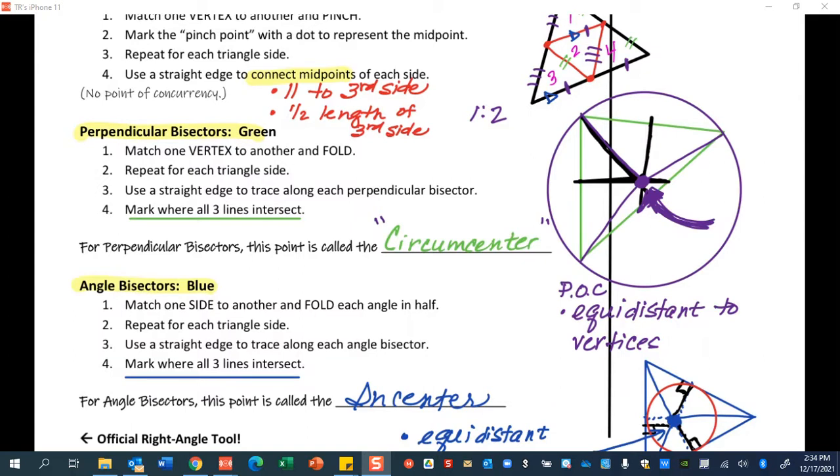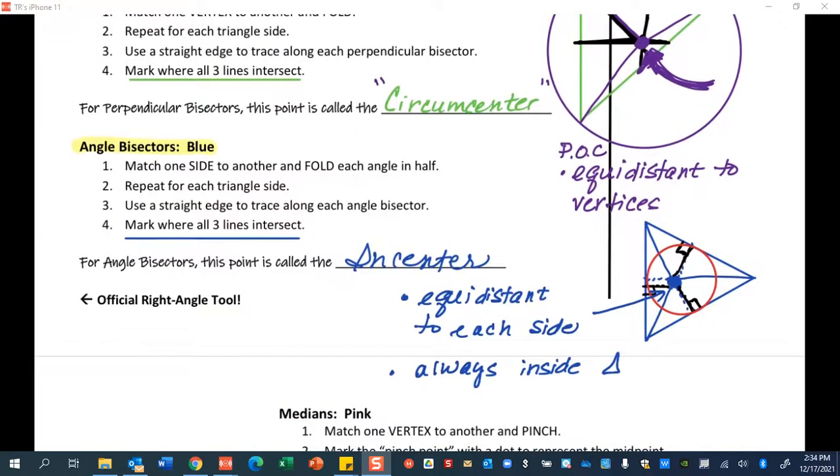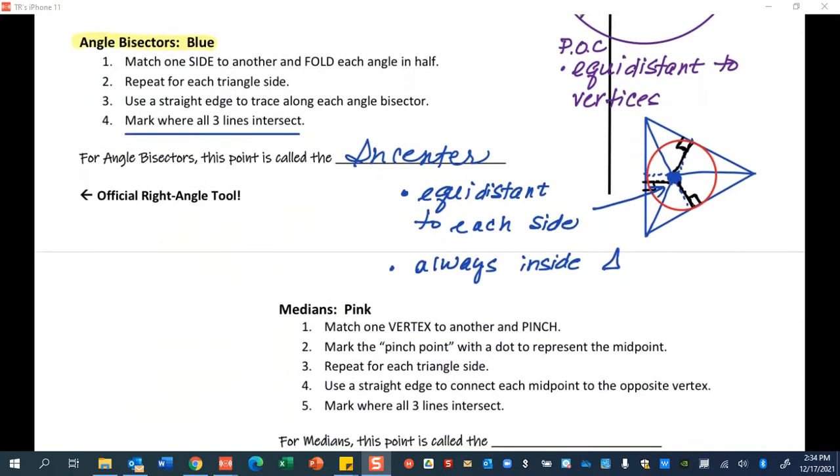Okay? What do you mean by each triangle side equidistant? This point of concurrency is the same distance to each triangle side. This is the distance from the point of concurrency to the side, measured with a perpendicular line. Alright?